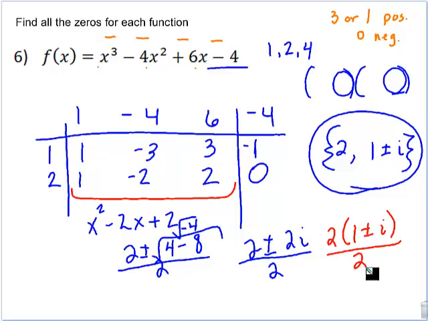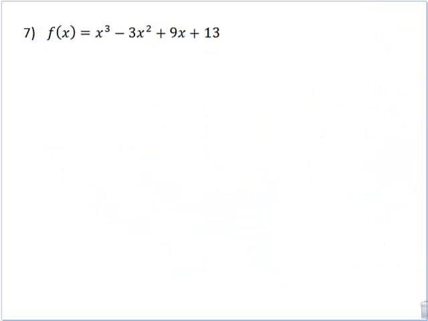We'll do one more together. They're both the same, pretty much. So let's do this one. All right, so number 7. f of x is equal to x cubed minus 3x squared plus 9x plus 13.